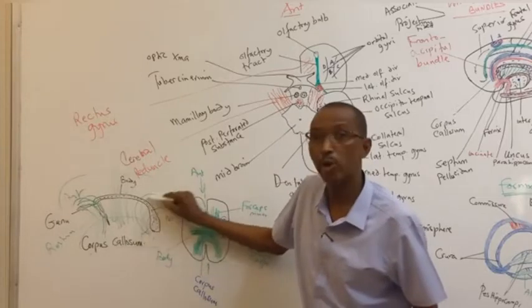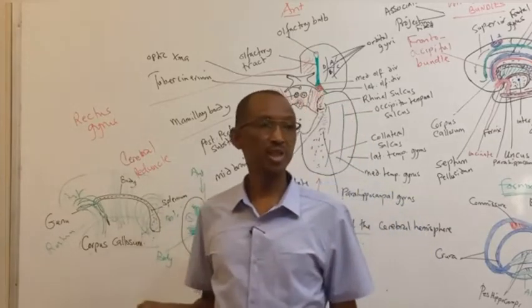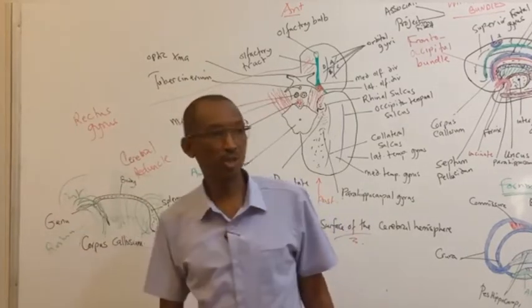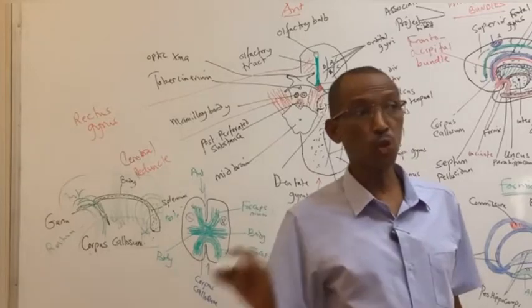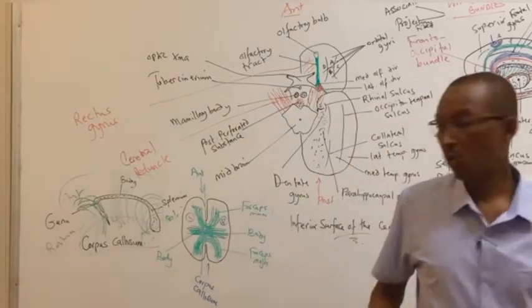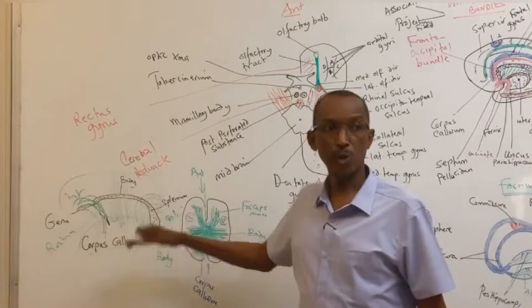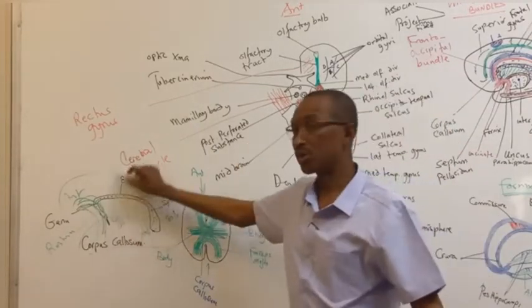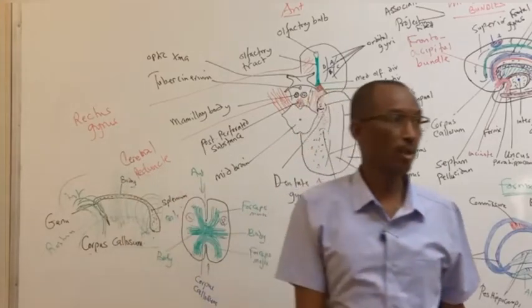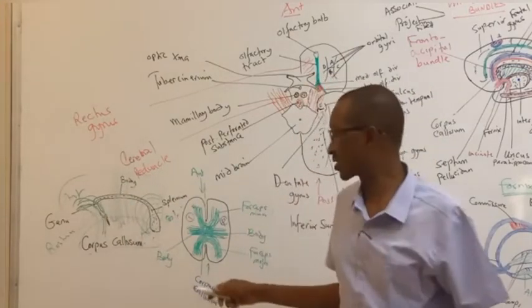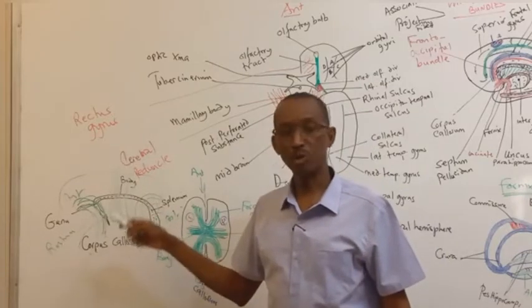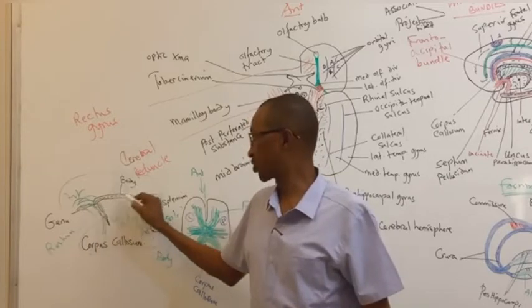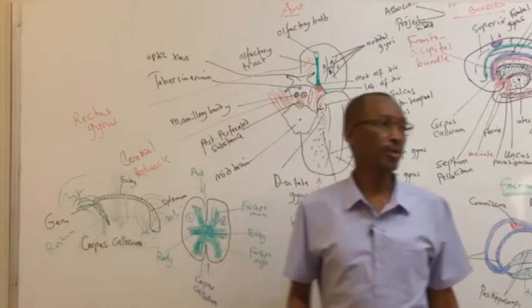So the forceps major must pass through the splenium of the corpus callosum, while the forceps minor must pass through the rostrum and the genu of the corpus callosum, while those that pass horizontally across the parietal region, connecting the identical areas of the parietal region, pass through the body, or form the body of the corpus callosum. So we have now seen the parts of the corpus callosum. On the medial section, we will see the rostrum, the genu, the body, and the splenium of the corpus callosum.